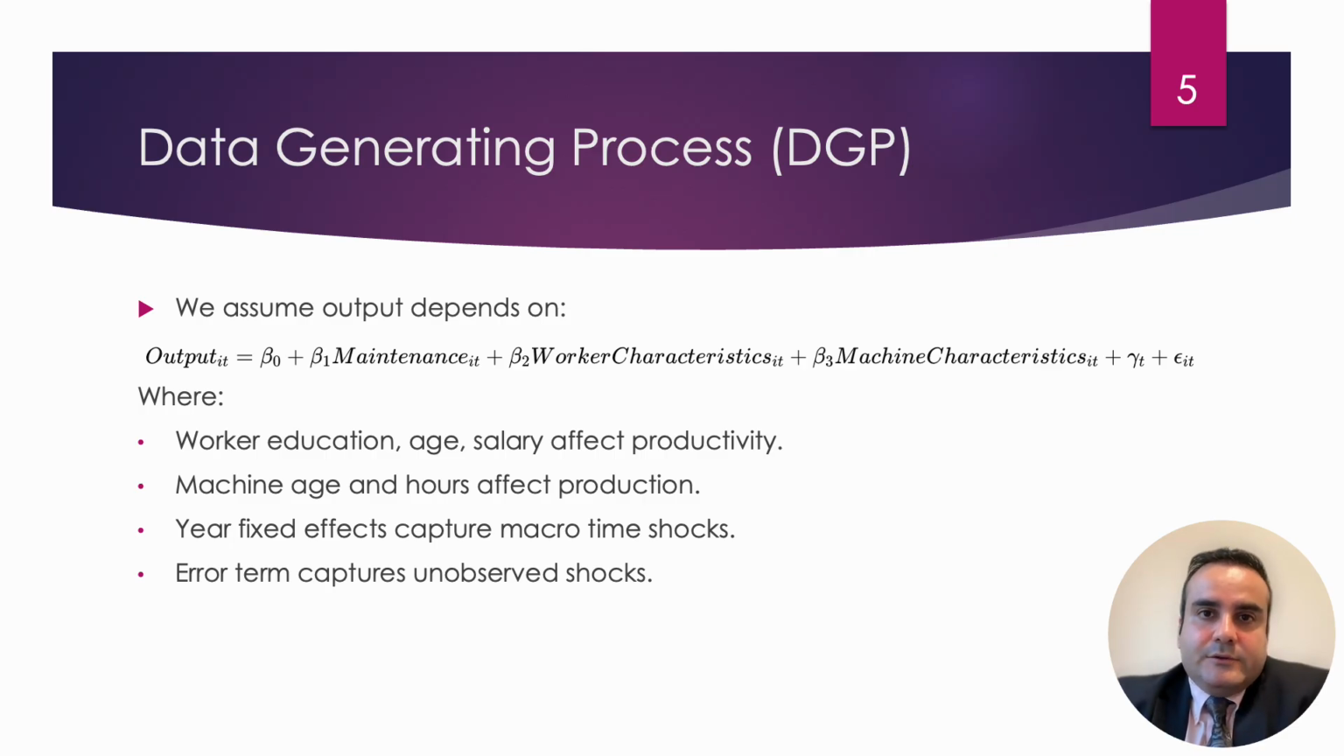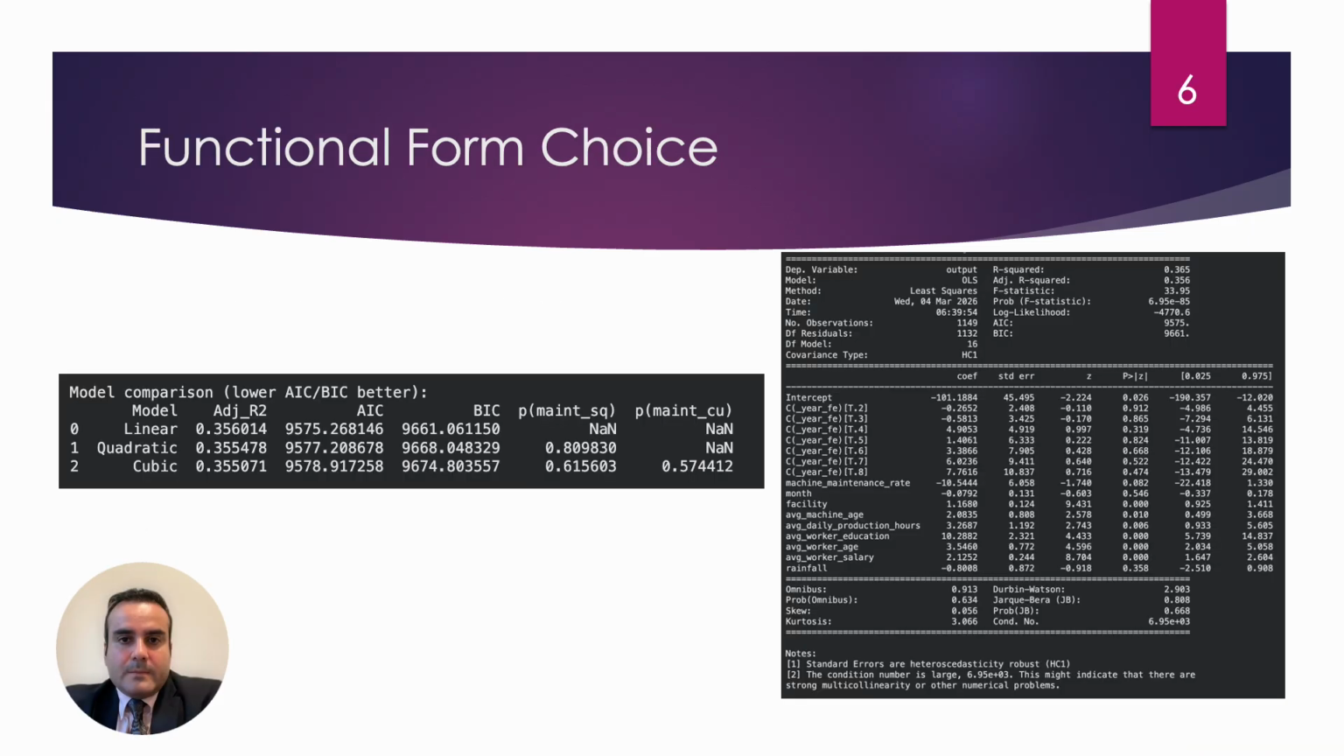The analysis assumes that production output is determined by several factors. These include machine maintenance intensity, worker characteristics such as education, age, and salary, and machine characteristics such as machine age and operating hours. In addition, time effects may influence production due to seasonal factors or economic conditions. The error term captures all other unobserved influences that affect output but are not directly measured in the dataset.